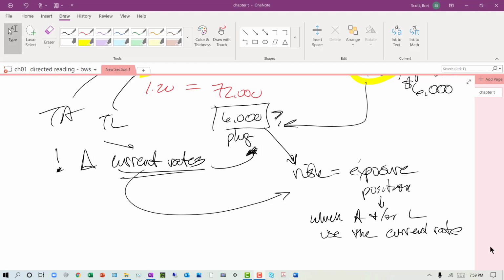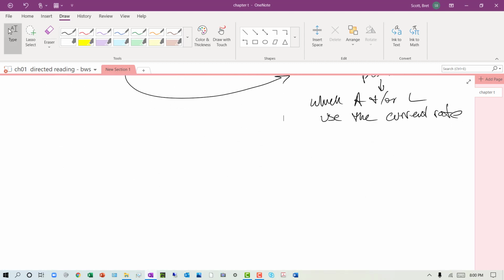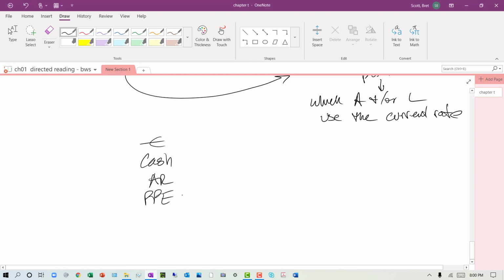So if we can isolate which specific accounts are affected by the current rate, then we can determine our overall exposure risk, and what the overall gain or loss is that results from changes in those current rates. So if I'm looking at a particular subsidiary denominated in euros, they may have cash and accounts receivable, and maybe property, plant, and equipment, right? And let's just say they have accounts payable.